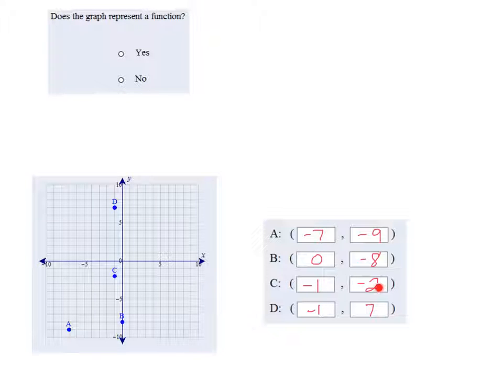Okay, that's fine, but now I have a -1 that leads to a 7. Now I have some confusion. I have a problem there. And so this would be an example of something that is not a function. I always think of it as if I ever have my x's repeating, I know I'm going to have trouble. You don't want those x's to repeat because then they're going to be leading to different y values.